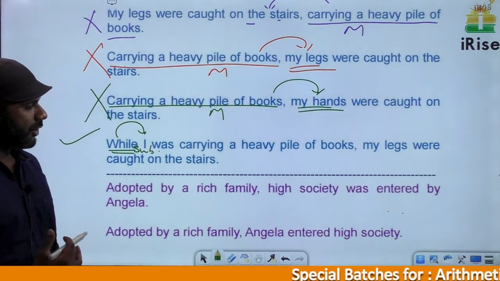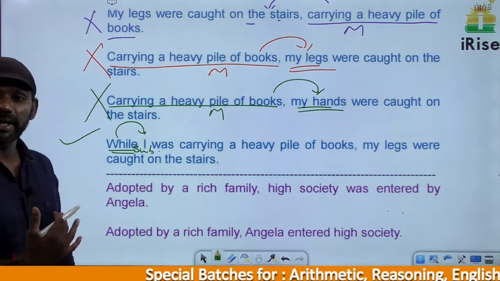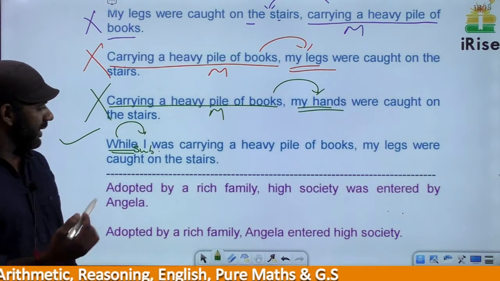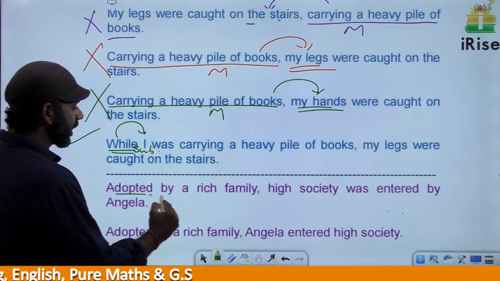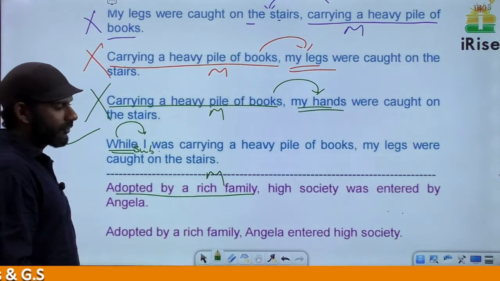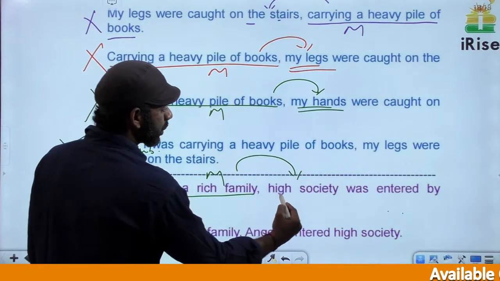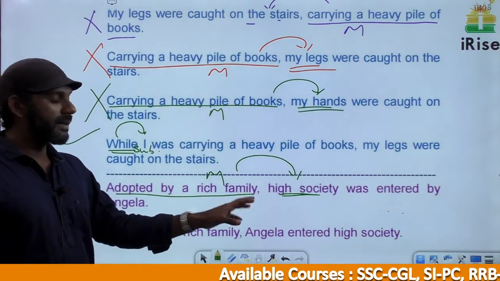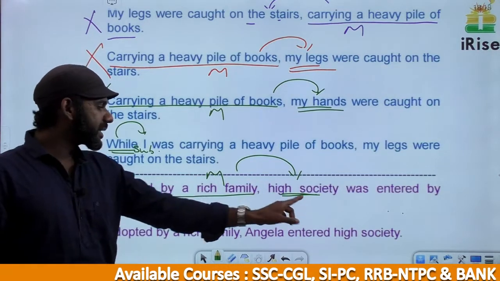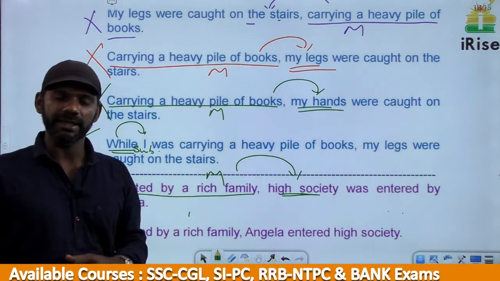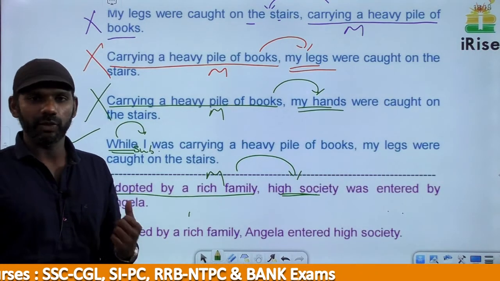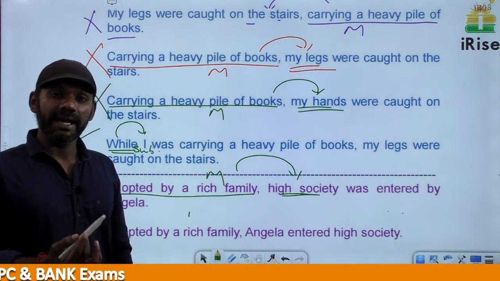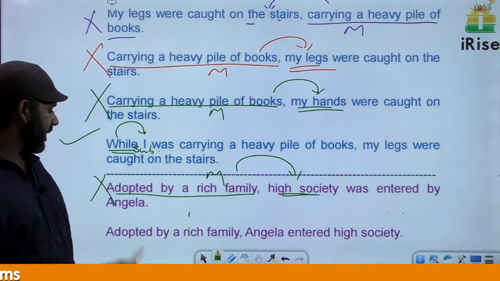Adopted by a rich family, high society was entered by Angela. Now Angela or Angela, anything is fine. A proper noun can be pronounced any way. The modifier here is "adopted by a rich family," a subordinate clause modifier. The modifier comes very close to high society, so it is modifying high society. "Adopted by a rich family, high society" means high society was adopted by a rich family. Can a rich family adopt a high society? No, does not make sense. Eliminate it. Now you know, in fact, who must get adopted? Angela must get adopted. Come to the second one.